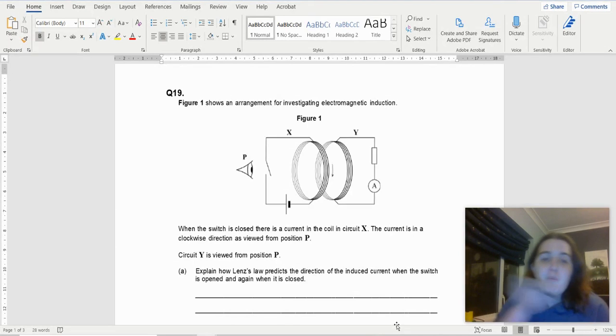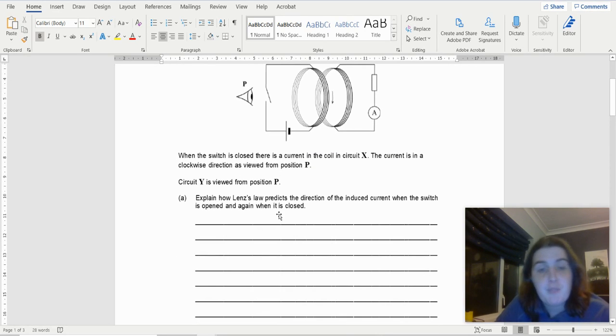Okay, so what we've got here is a magnetic fields question, and it's quite a wordy one at the start. Figure 1 shows the arrangement for an investigation of electromagnetic induction. When the switch is closed, there is current in the coil in circuit X. The current is clockwise in direction when viewed from position P. Circuit Y is viewed from position P.